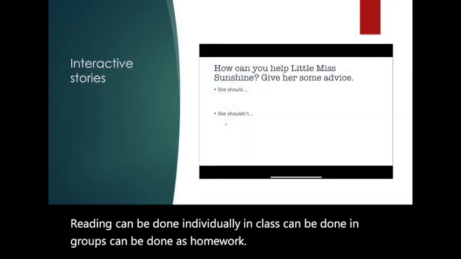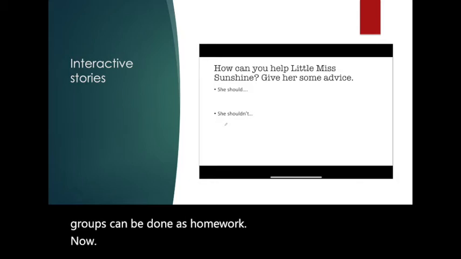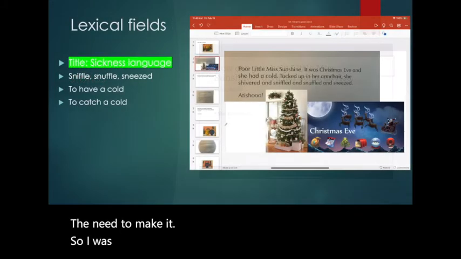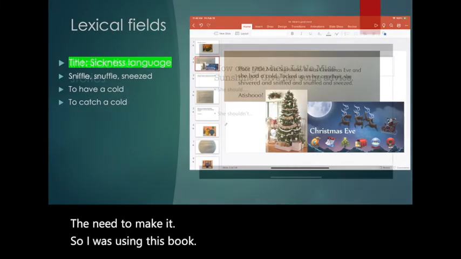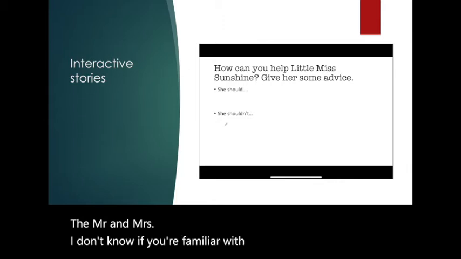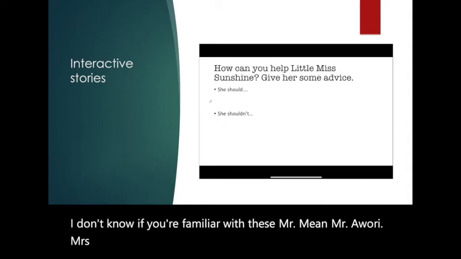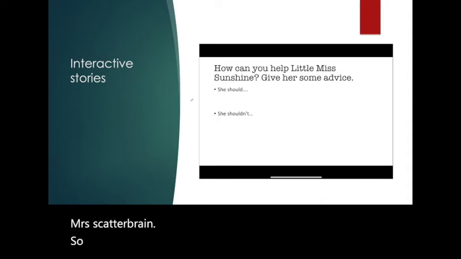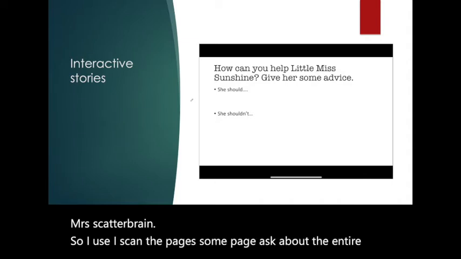Now, I cannot stress enough the need to make it interactive. So I was using this book, the Mr. and Mrs. books, I don't know if you're familiar with these. Mr. Mean, Mr. Worry, Mrs. Scatterbrain. So I scanned the entire book and put it on a PowerPoint.